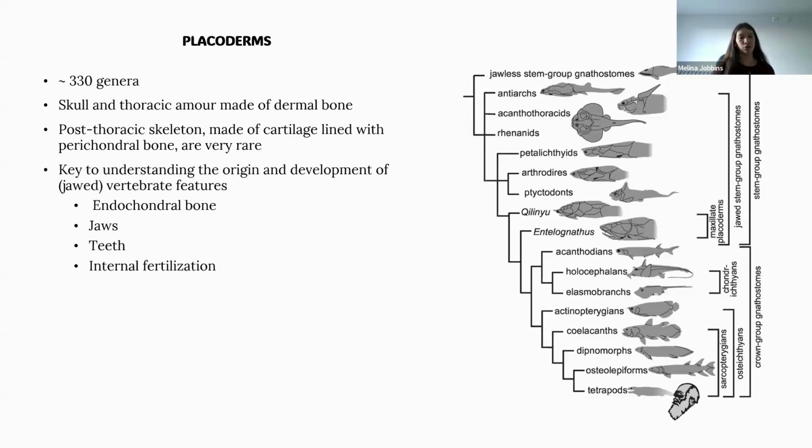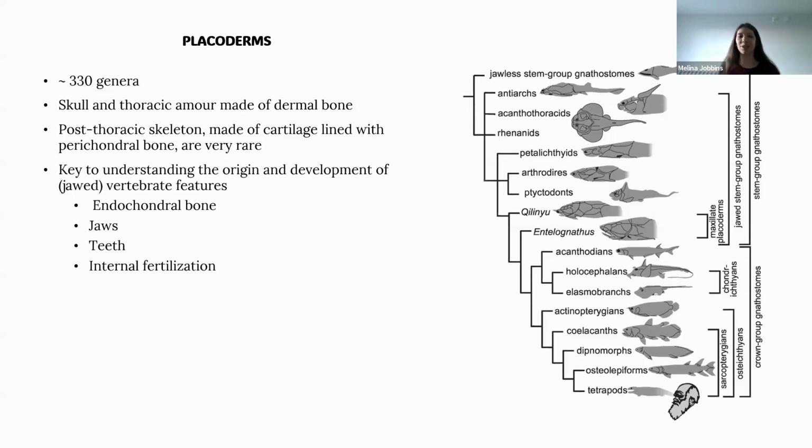The main features they have include a skull and the thoracic armor, so the shoulder girdle, that is made of dermal bone, a bony armor, while the rest of the skeleton, the post-thoracic skeleton, is made of cartilage that is lined with perichondral bone. So it's much more fragile and doesn't preserve well. So it's very rare to find these. Usually you just find some plates from the skull and the thoracic armor.